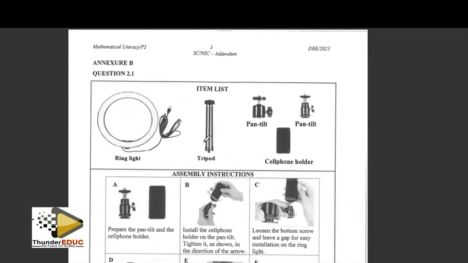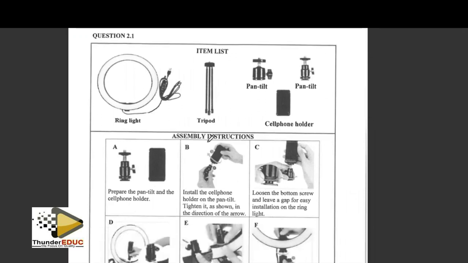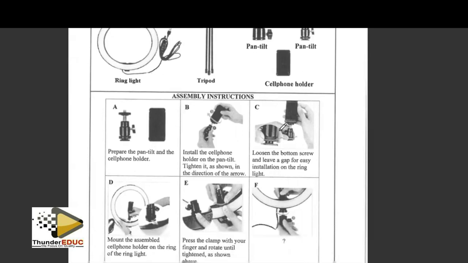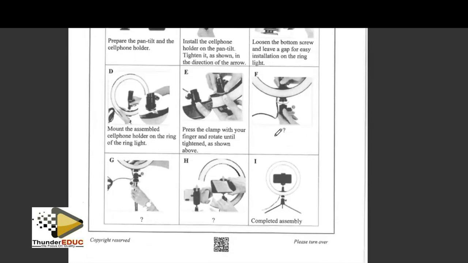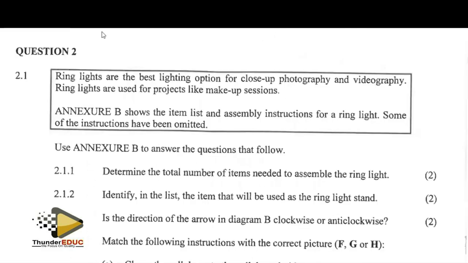This Annexure B is about assembling an item. Ring light. These are the items that they're going to assemble. Then we have a tripod, a pan tilt, then a pan tilt again. Then we have a cell phone holder. These are some of the instructions given. Then some instructions are missing, like 1, 2, and 3. This one shows how it will look after being assembled. All right, let's go to the questions.